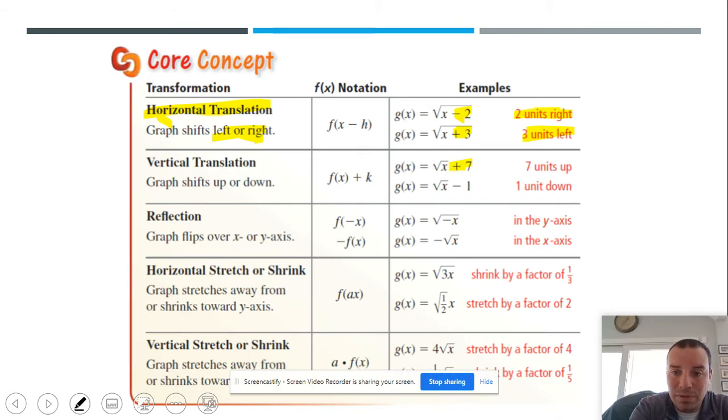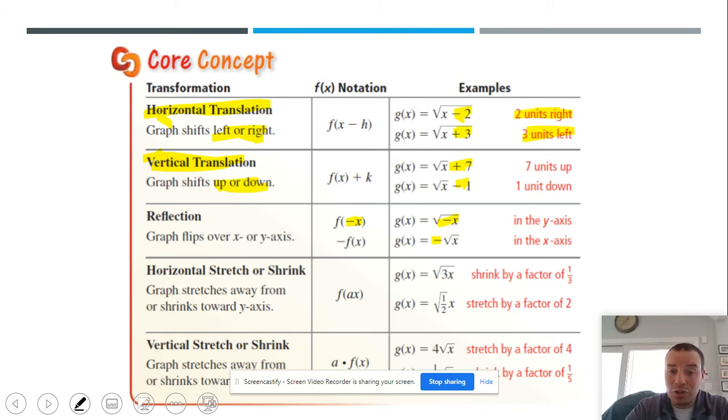Outside of the square root is your vertical translation. That's your up-down movement, and it moves exactly as you would think it would. Reflections are either inside or outside. That's your negatives. That's going to reflect the graph, meaning it's going to flip it.